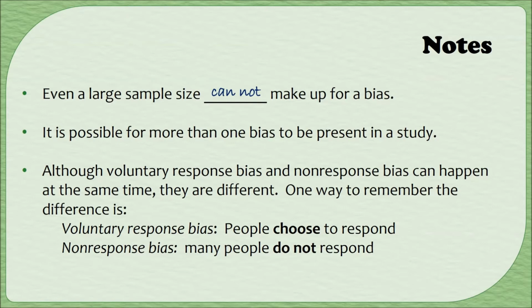So the main thing that I use to identify the difference between these two is this: is it a voluntary response sample? Are people choosing to answer the survey? If so, it's a voluntary response bias. If not, if it's just that a survey was sent out but they didn't get many back, that is a non-response bias.